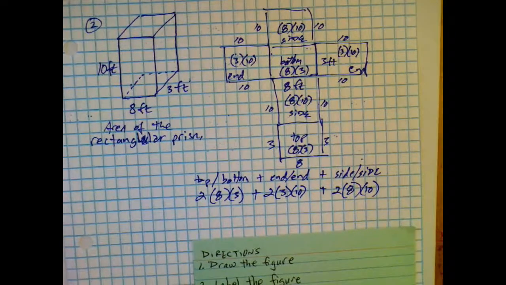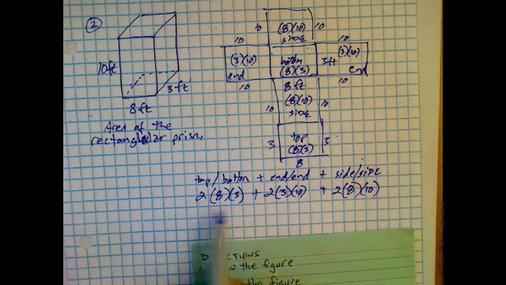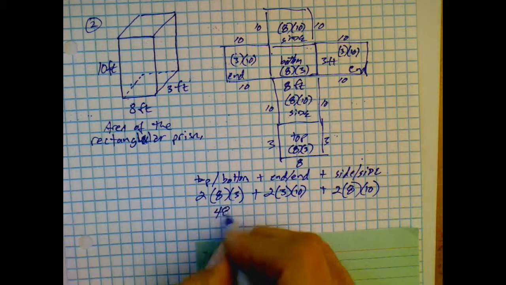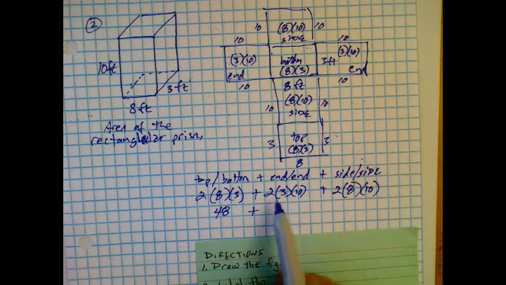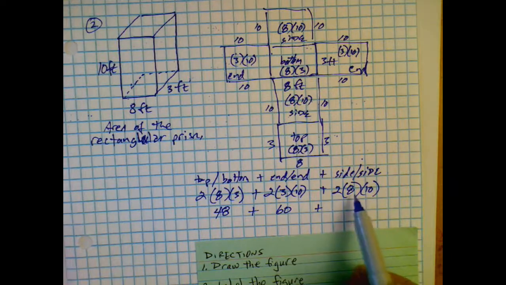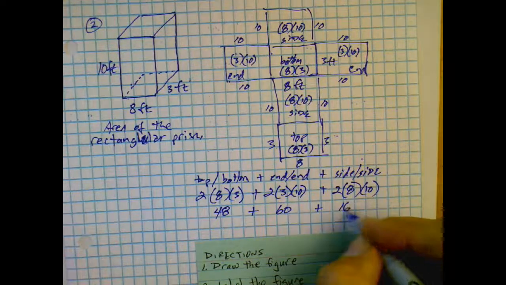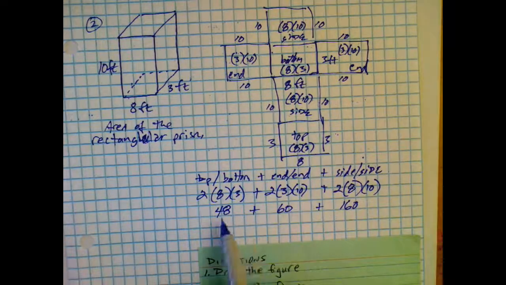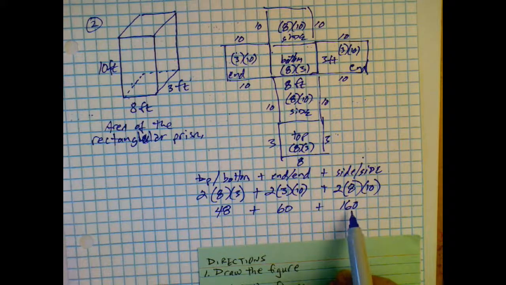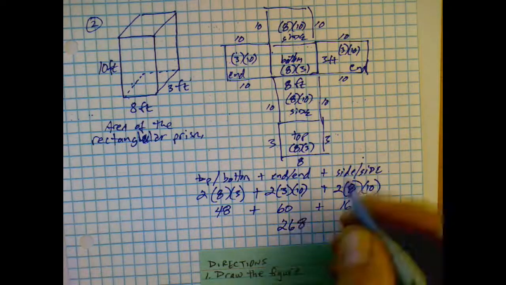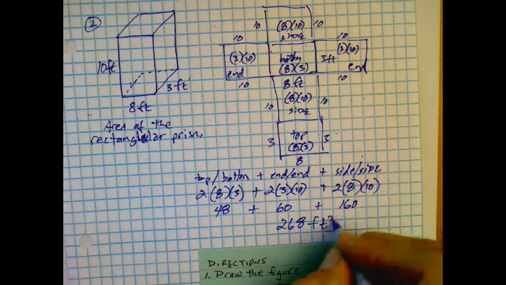Now I just need to finish the calculation. 2 times 3 is 6, and 6 times 8 is 48. To that, I'm going to add 2 times 3 is 6, and 6 times 10 is 60. And I have 2 times 8 is 16, and 16 times 10 is 160. When I add up all these sides, 60 plus 160 is 220, and 220 plus 48 is 268 feet squared.